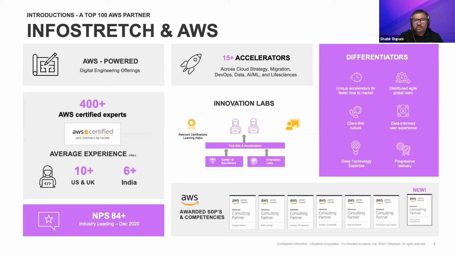And one of the badges I want to highlight, which is a new one, is the life sciences competency. AWS has tens of thousands of partners, and out of that, only less than 50 of them have this competency. So it is a great achievement. So kudos to the Infostretch team on this great achievement. Move on to the next slide, please.